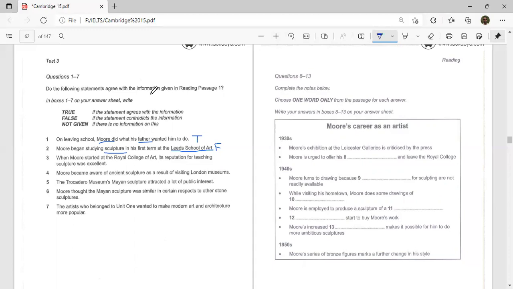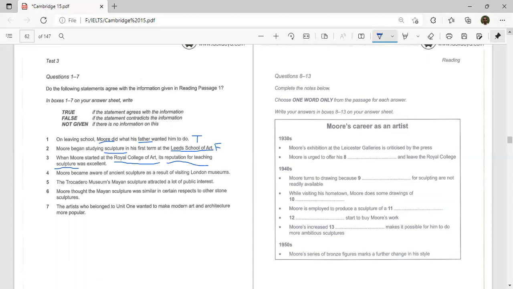When Moore started at the Royal College of Art, its reputation for teaching sculpture was excellent. Okay, so the keywords: Royal College of Art, reputation for teaching sculpture. Last line, full line: sculpture was excellent.